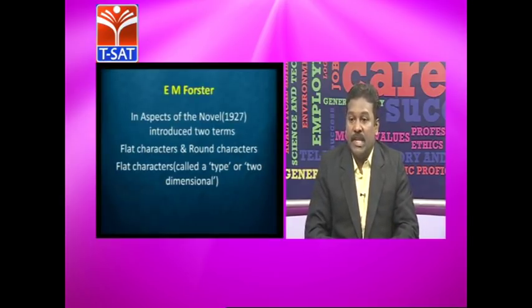Then E.M. Forster, in his Aspects of the Novel, which was written in 1927, introduced two important terms as far as characters are concerned. One is flat character and the other is round character. What do you mean by flat character? Flat character is also called a type, and it has another name called two-dimensional. So maybe this concept gives us scope to expect a question in the examination too. How many types of characters as far as E.M. Forster is concerned, and what do you mean by flat character? What do you mean by round character? You should know. What is the other name for flat character? Type or two-dimensional can be given. We need to remember such technical aspects, because they have increased the standard of our test.